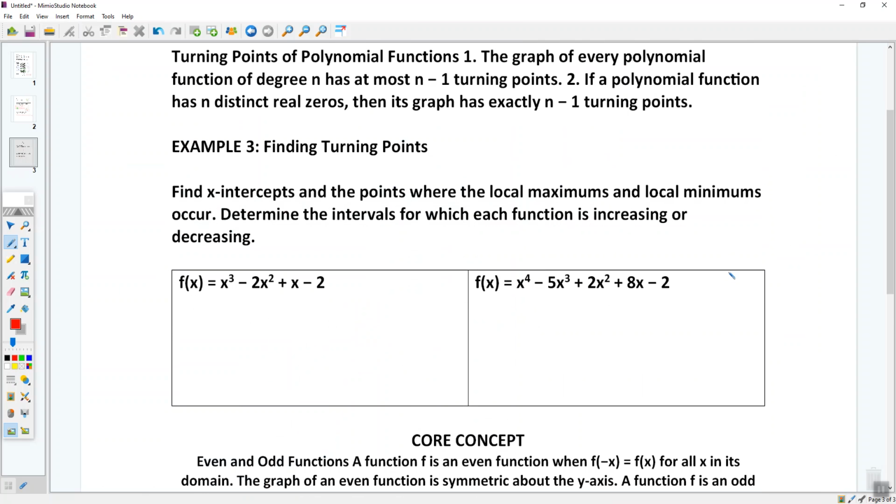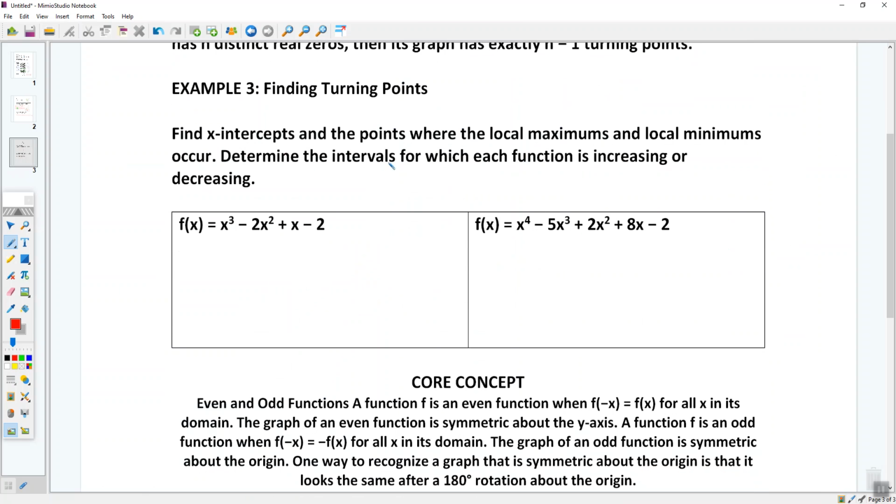Okay? It says example 3, has turning points. The first thing we're looking to do, what's it say? Find your x-intercepts and the points that are local maximums and minimums. Determine the intervals for which each function is increasing or decreasing. There's a lot of stuff going on in this right here. Make sure you pay attention. Okay, first of all, what's the degree, kids? 3. So at most, how many turning points? 2. Okay, let's see how many real zeros we find.